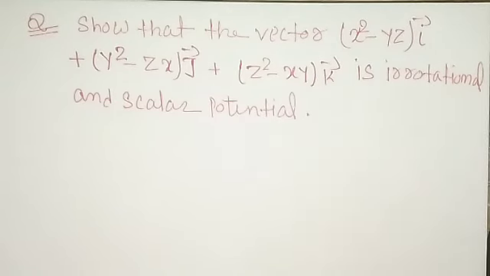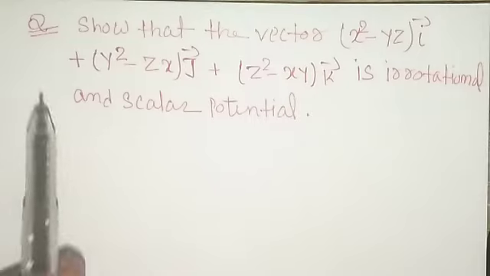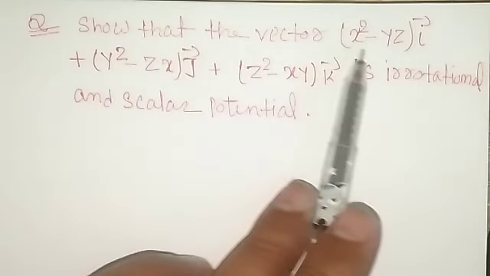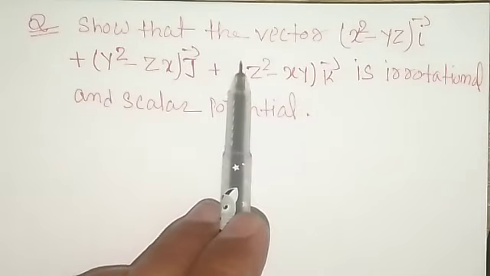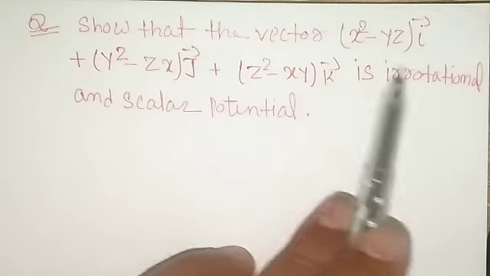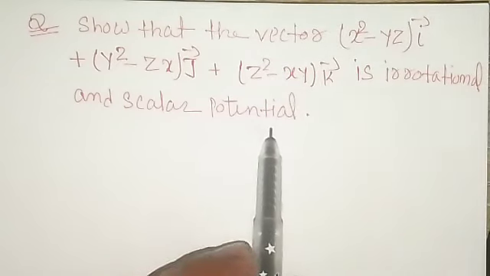I'm Scalar. Now, in this video, we will solve a problem related to vector calculus. The problem on the screen is to show that the vector (x² − yz)i + (y² − zx)j + (z² − xy)k is irrotational and to find its scalar potential.